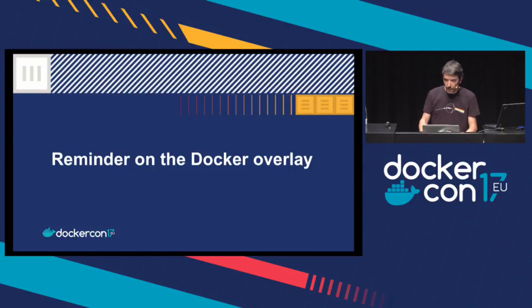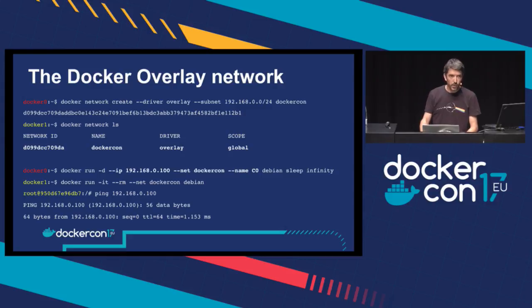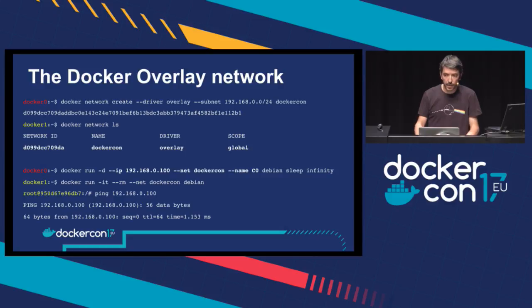So I'm going to start with a quick reminder on the Docker overlay. When you build a Swarm cluster, you can create an overlay network with the command I gave at the top. In this example, I just created a DockerCon overlay. And if you connect to another host in the Swarm cluster, you can see information about this network. So this information is shared between all nodes. And what's interesting is if you start a container on one host, you can ping it from a container on another host using this overlay network.